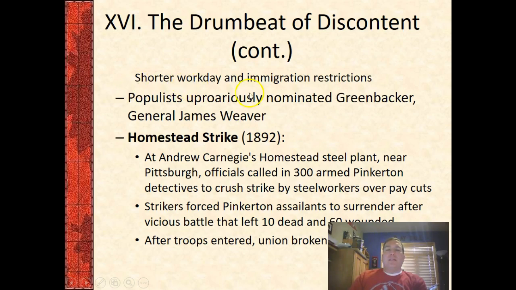This is especially because of the fact that we are now seeing uprisings take place, like the Homestead Strike in 1892, where you see strikers in a steel plant, kind of like we saw inside your game, where we had 300 armed detectives who came in, hired by Andrew Carnegie, to try to crush the Union, and we had many people dead and wounded, and the Union was broken.